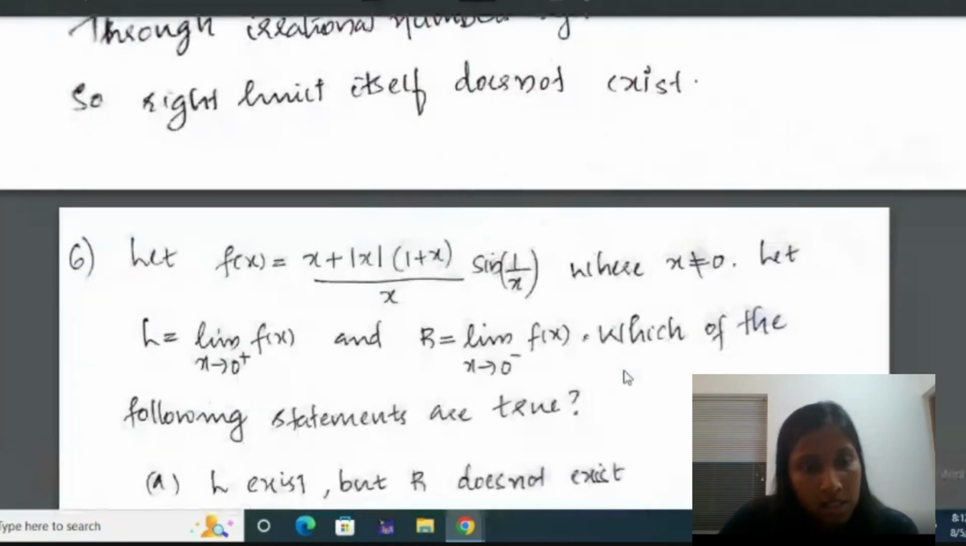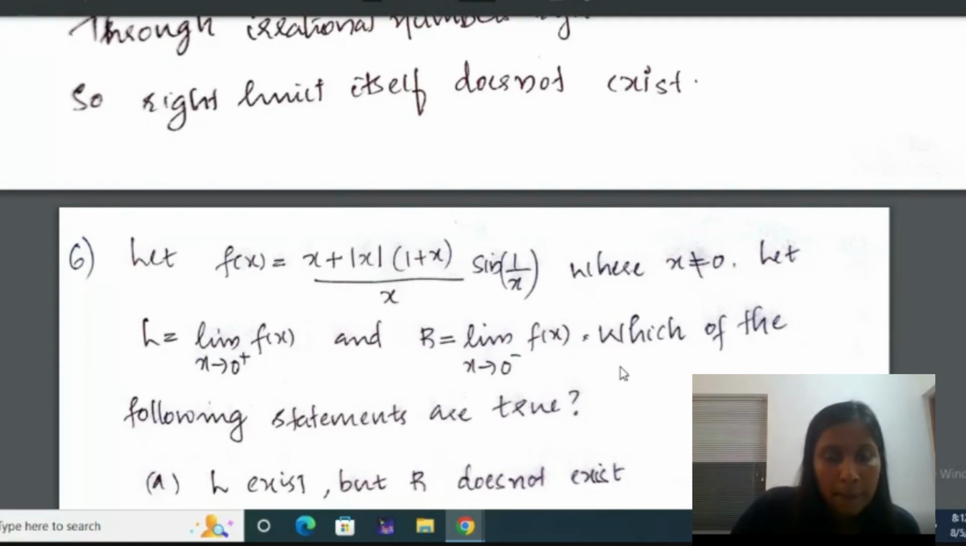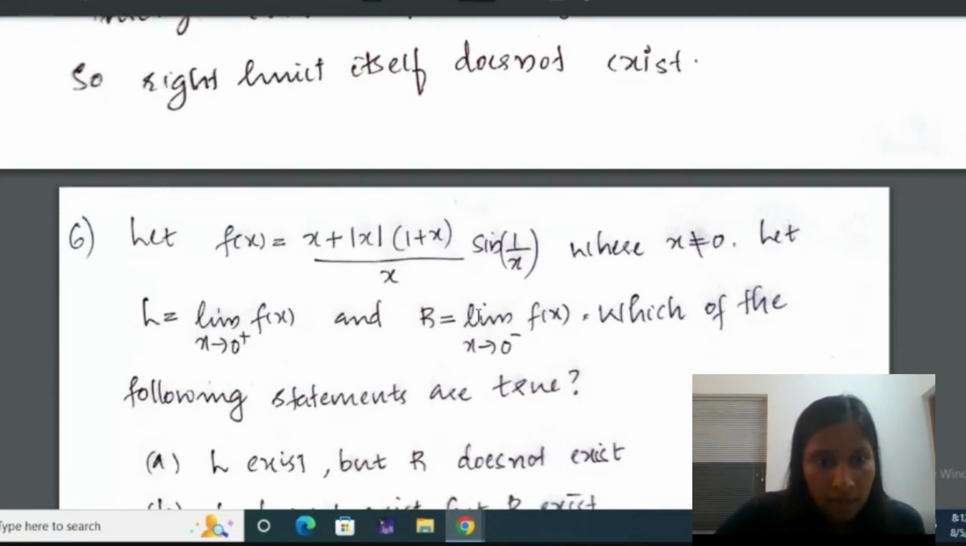Okay, next question is, I think it is a question from one of the JAM papers in 2016 or something. Okay, the question is like this: f of x is given like this.